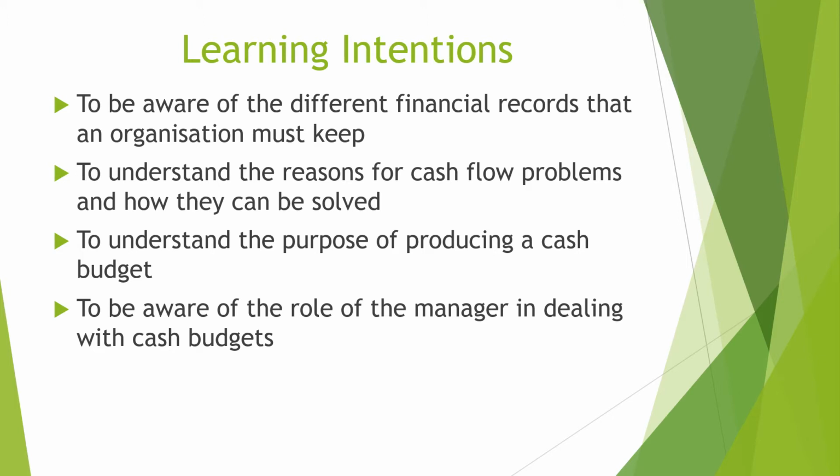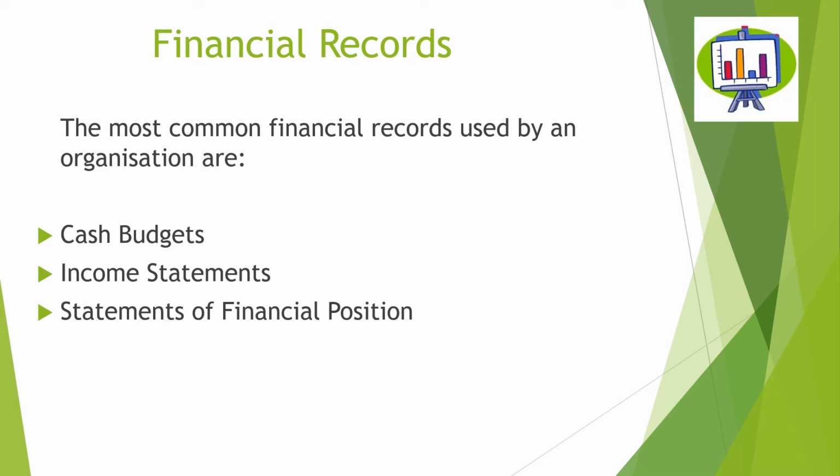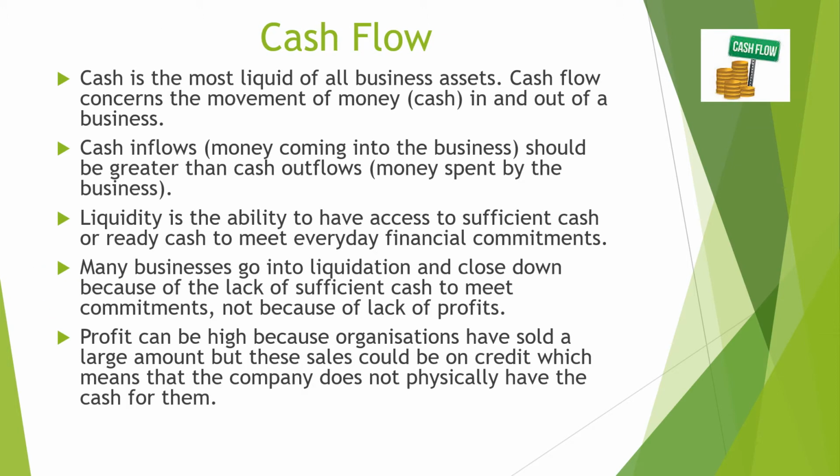To understand the purpose of producing a cash budget and to be aware of the role of the manager in dealing with cash budgets. So this is just an introduction to financial records. We're going to be covering each of these financial records in turn, but this presentation is all about the first one, cash budgets. So the most common financial records that an organisation would draw up are cash budgets, income statements and statements of financial position. And as I've said, the next lot of work will cover income statements and statements of financial position.